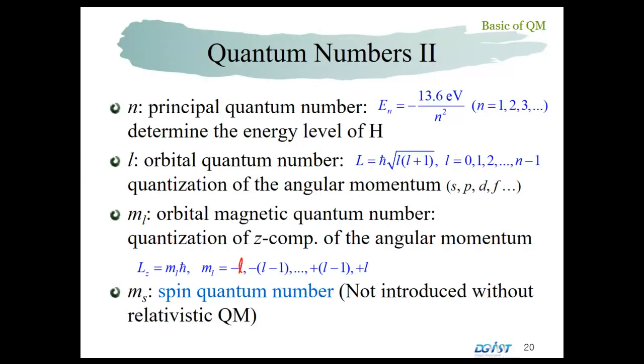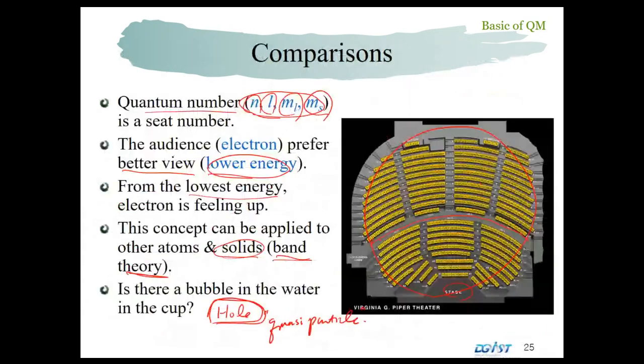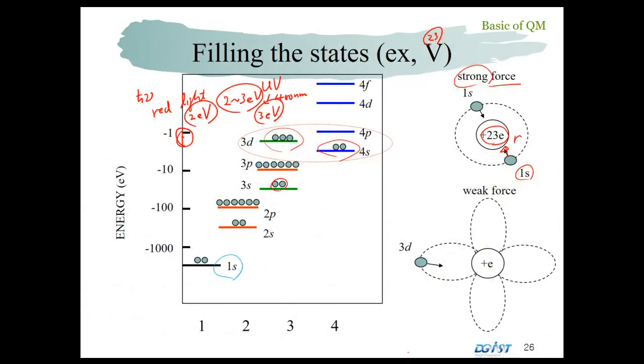If n is increased, then the energy gets higher. Large n is high energy. That means it's unstable. For example, here we have a very, very low energy. That means this one 1s electron is really, really stable. It's almost impossible to take out this 1s electron, while this 4s electron is easy to take out.